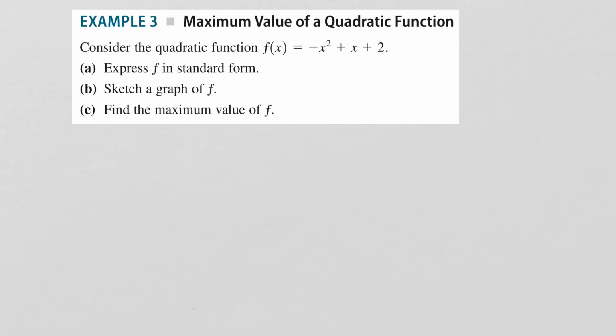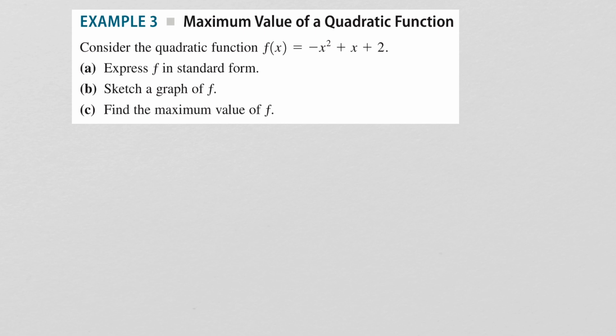So in this next example, we have another quadratic function, and we want to do the same thing: express it in standard form, sketch the graph, and in this case, find the maximum value. Since we have a negative in front of x squared, this parabola is going to open down, and when it opens down, the vertex will be the highest point on the parabola.